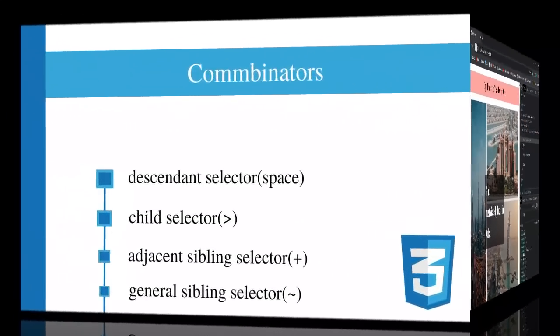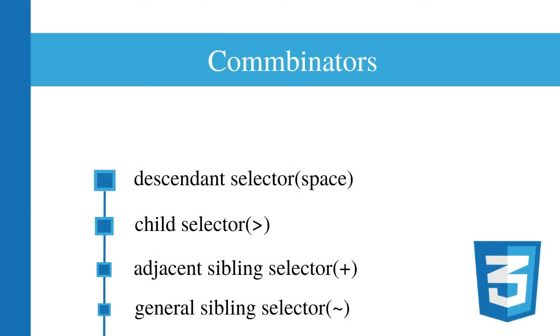Next, we will discuss combinators. A combinator is something that explains the relationship between selectors. There are four different combinators in CSS. First is descendant selector, second is child selector, third is adjacent sibling selector, and fourth is general sibling selector.